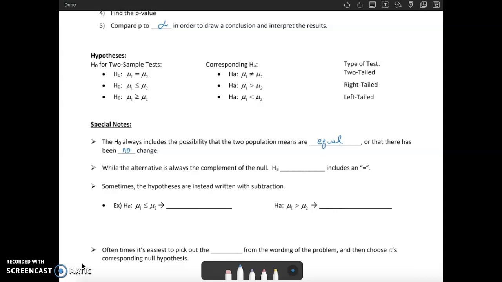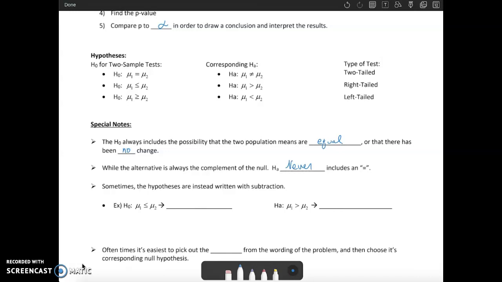Okay, so the alternate hypotheses are the complements of these null hypotheses. The H sub A never includes an equal to sign. So you can see that those corresponding H sub A's are not equal to, greater than, or less than. The opposite or complement of whatever the null was.